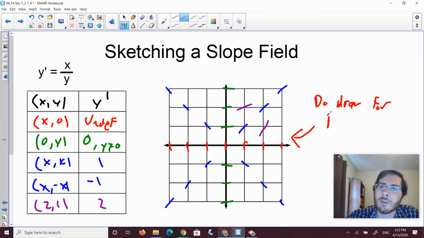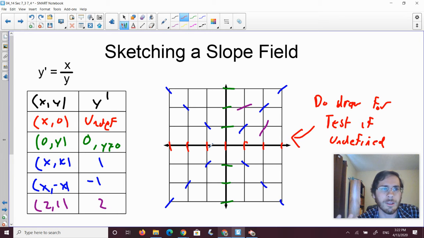For test if undefined. Because sometimes you do get a slope that looks like this, but sometimes it's actually undefined. Like you don't actually get a slope that's straight up. It could just be that value is also undefined, as we saw from first derivative to second derivative.